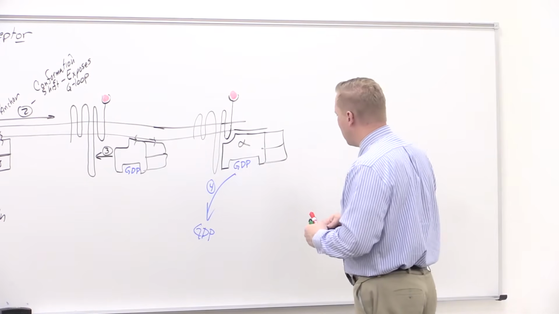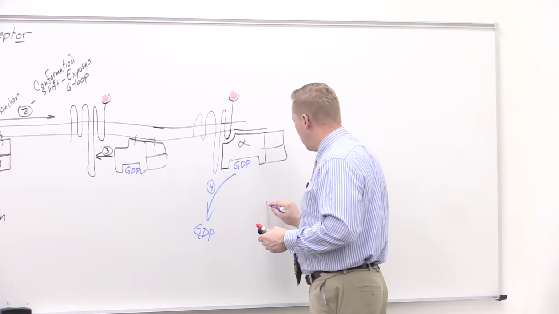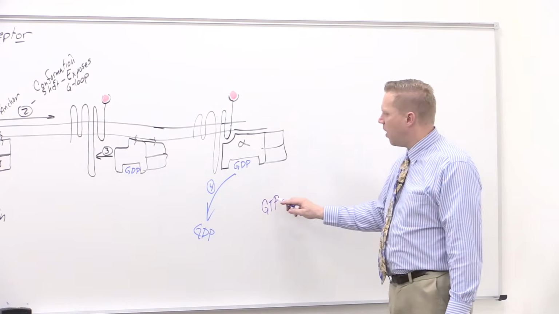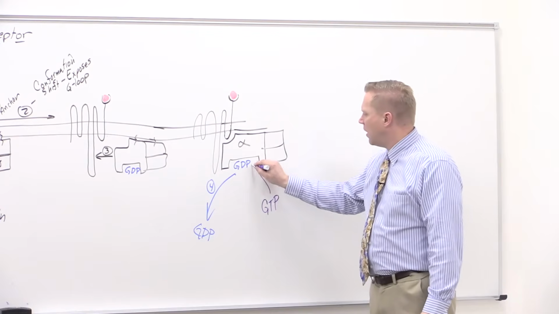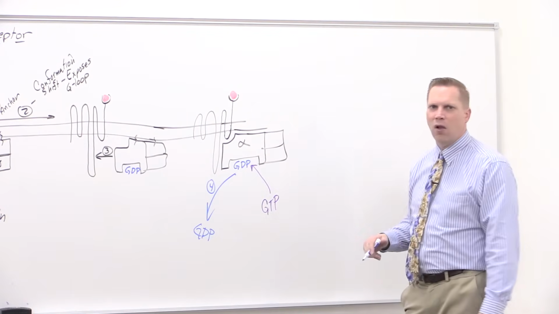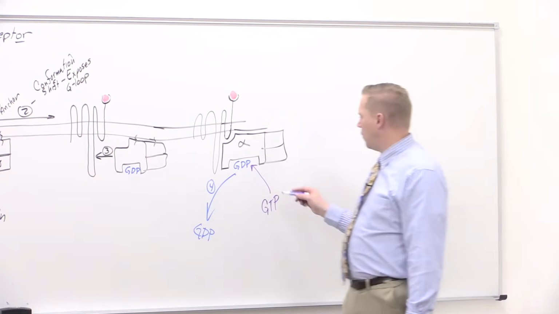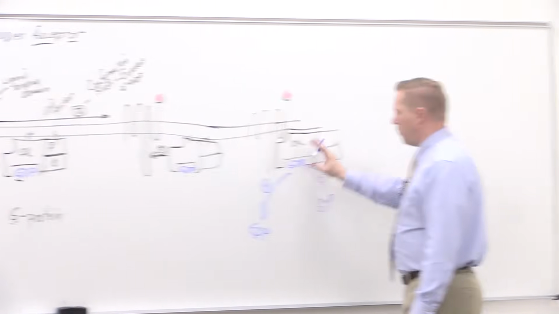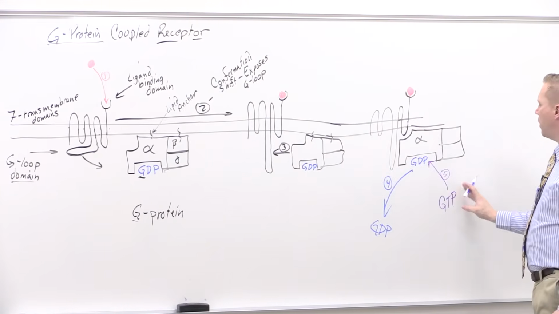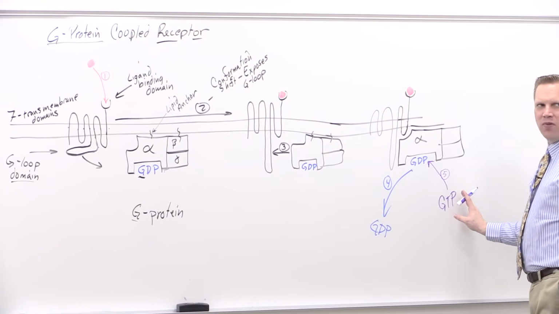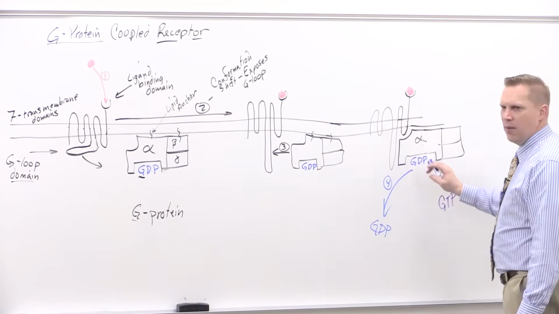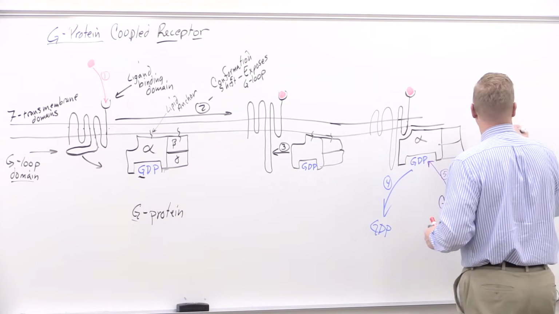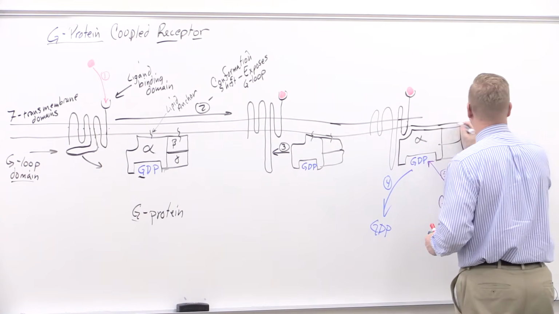And in its place, we are going to get a new molecule of GTP. So this is triphosphate, and the triphosphate is going to come in and fill that void right there. So this would be step 5. The GDP exits, it's pushed out by that G loop interaction, and that leaves an open position for the GTP to come in and fill that site.